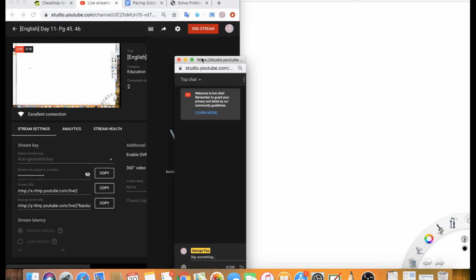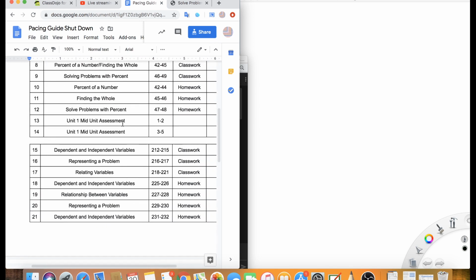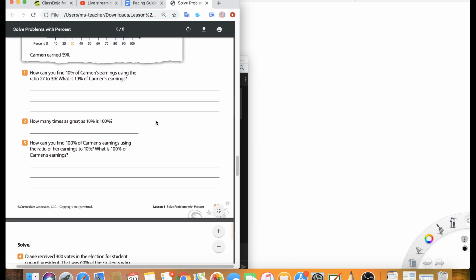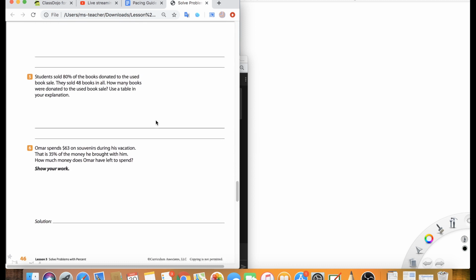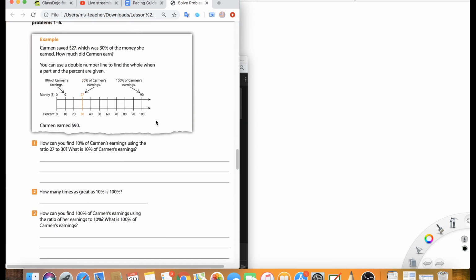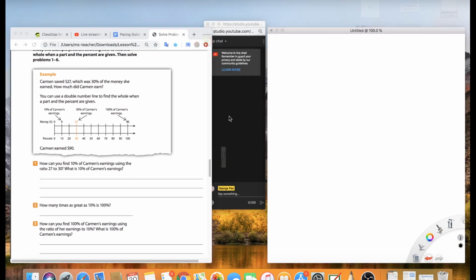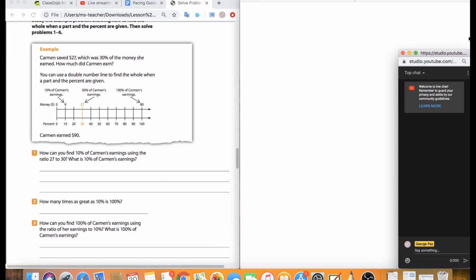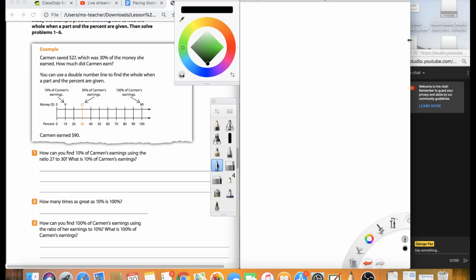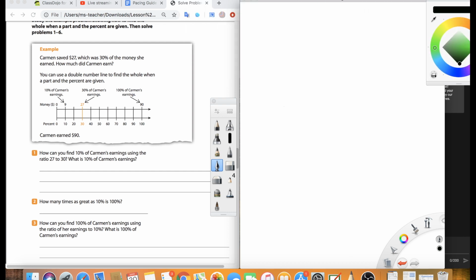This is for day 11, finding the hole, page 45 and 46 on your homework page, which should look like this. Page 45, finding the hole, and page 46. So let's start off with page 45 first. And let me move this chat over here just in case anybody needs help. And that should be good enough. I'm going to put this up here.